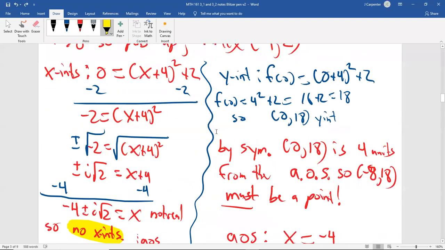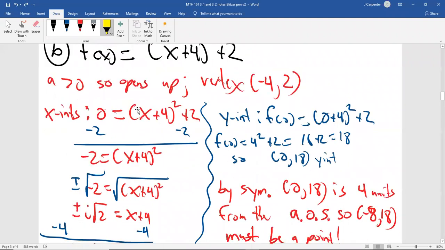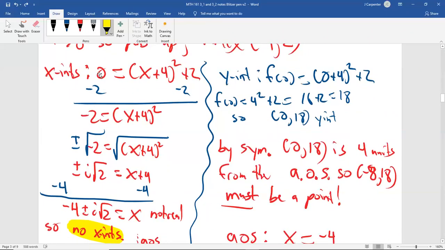So we did some examples with the vertex form. We found the vertex. We said whether it opened up or down. We found the x-intercepts by setting the function equal to 0. We found the y-intercept by finding f of 0.